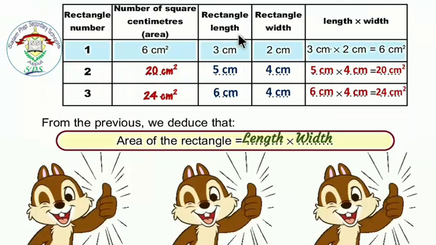Rectangle length is 3 centimeters. Rectangle width is 2 centimeters. Area of rectangle equals length times width. 3 centimeters times 2 centimeters equals 6 square centimeters. Rectangle number 2.